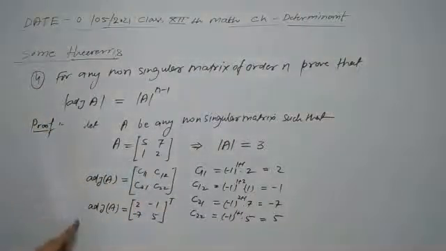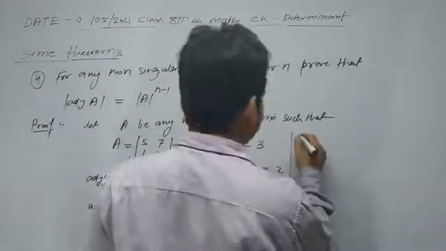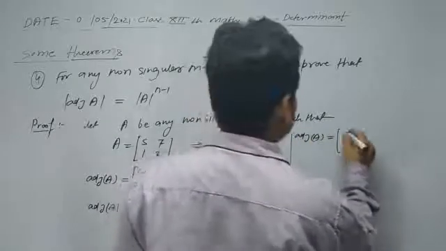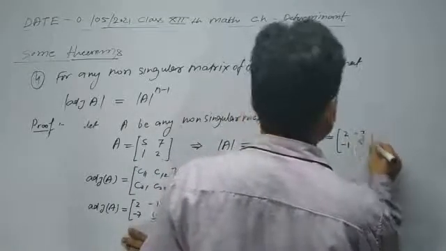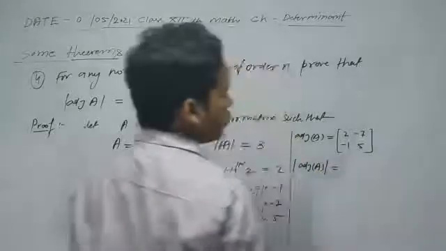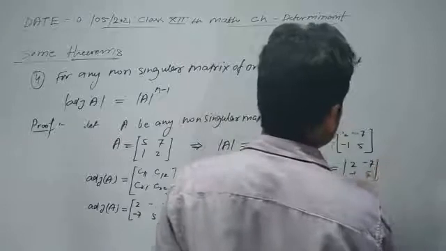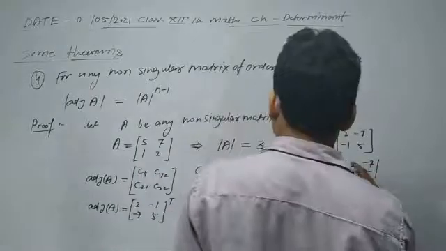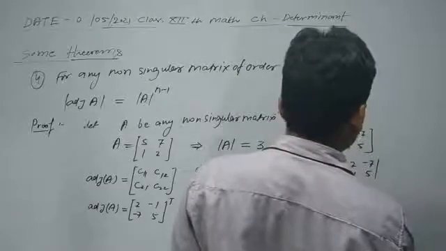So its result will be, see here, adjoint of A is equal to 2, minus 7, minus 1, 5, and its determinant will be equal to 2 5s are 10 minus 7. So the result is 3.